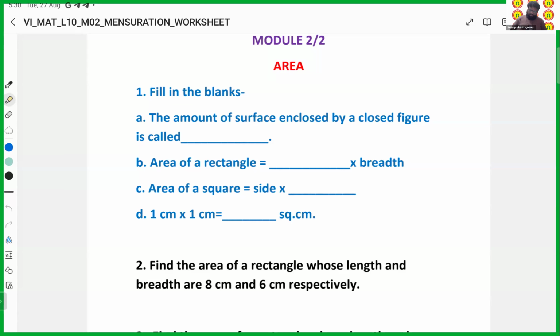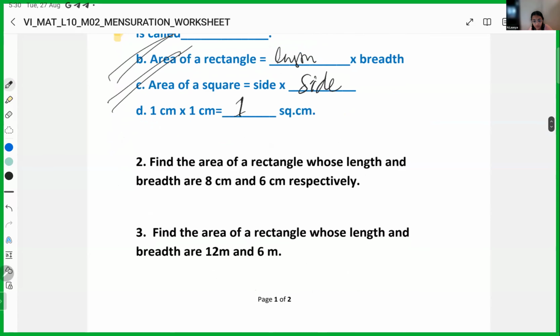So the amount of surface enclosed by a closed figure is called? Its area. This is easy anyways. Area of rectangle is length into breadth. Area of square is side into side. This one is square 1 centimeter, side 1 centimeter.